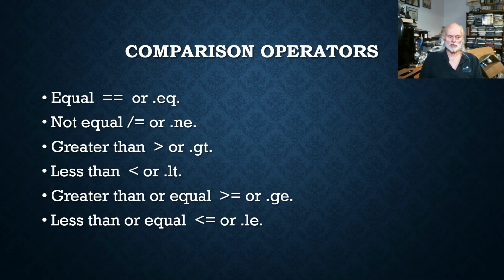Today, most programmers are probably going to use the double equal. The not equal is slash equal. Most programming languages would use an exclamation point equal, but since Fortran uses the exclamation point for comments, we use the slash equal or .ne. Greater than is the greater than sign or .gt. Less than is the less than sign or .lt. Greater than or equal is the greater than and equal sign or .ge. And less than or equal or .le.